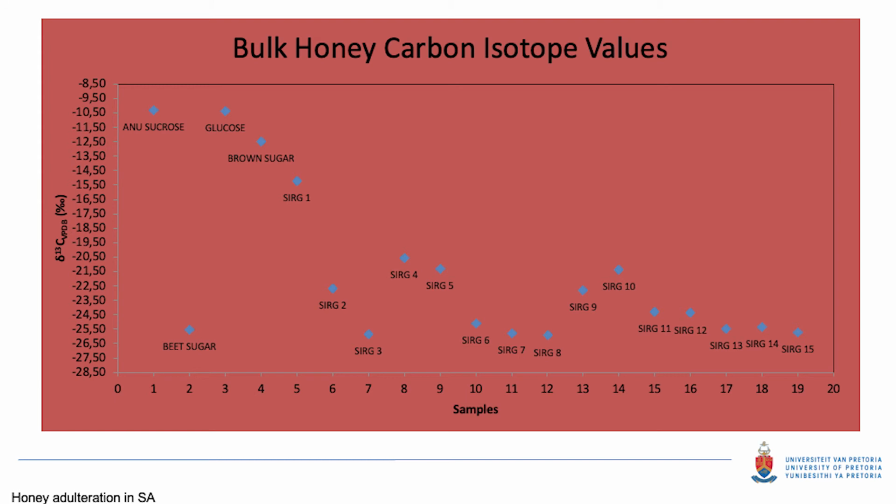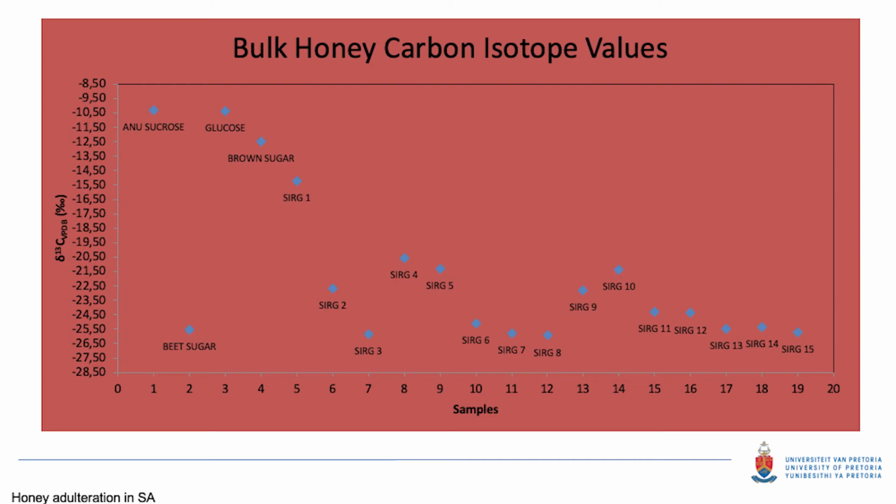And then further up we have a product, SURGE number 1, that's its laboratory number. This product came out at around -14.4 with its carbon isotope ratio, and this product is a clearly adulterated honey product. The three values up at the top, the ANU sucrose, glucose, and brown sugar, are all derived from sugarcane, which is also a type of grass and is a C4 plant. And you can see that honey number 1 there has values very close to that of these sugarcane-derived products. So clearly, an adulterated product.